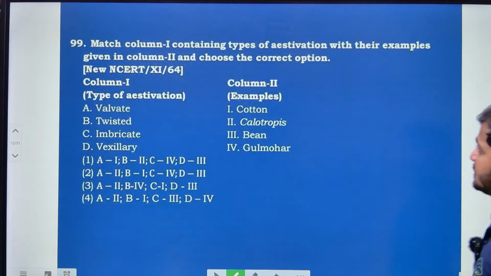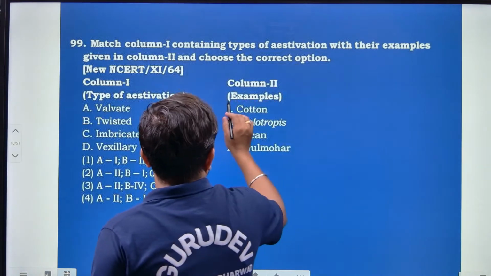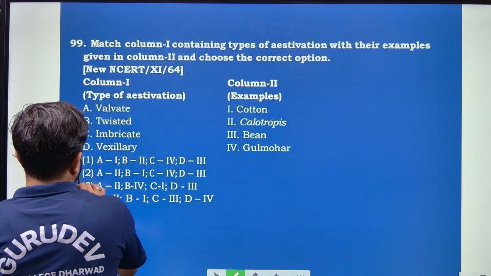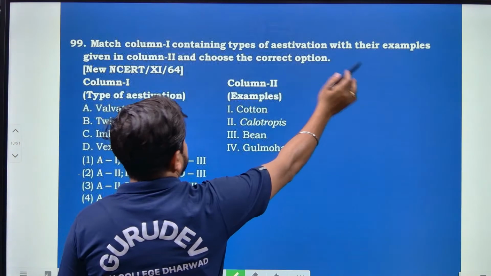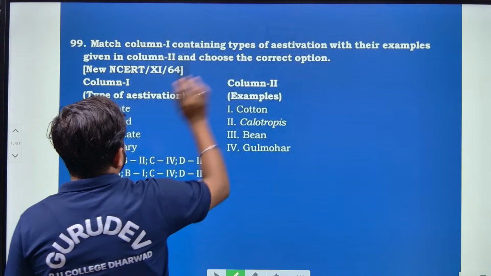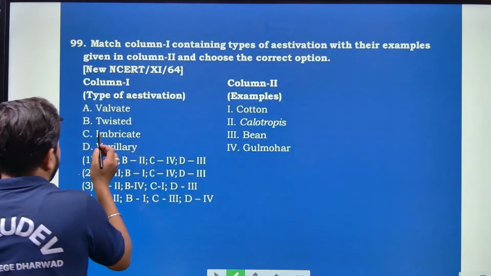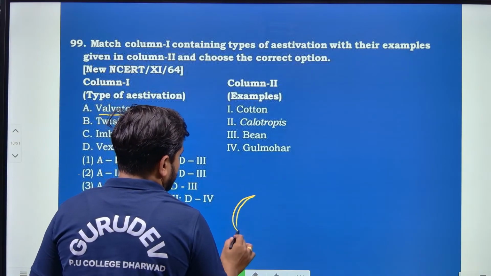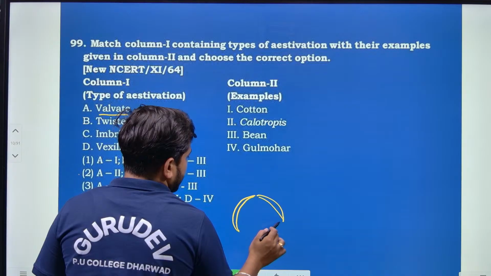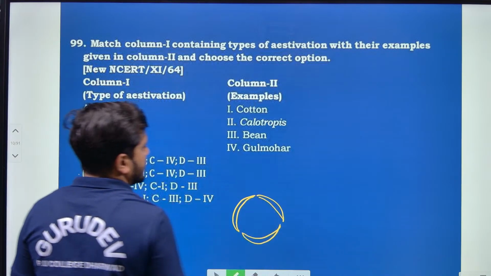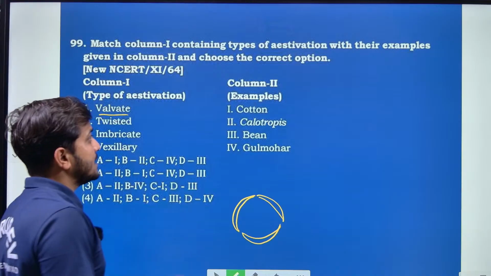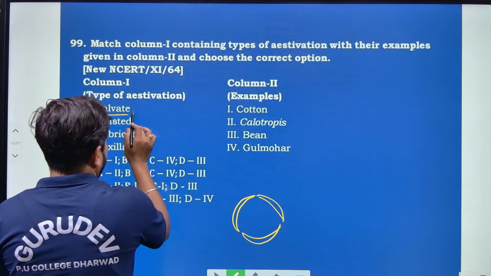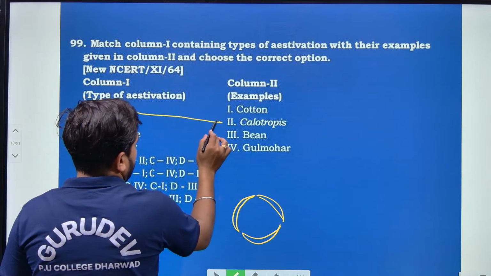Then next question: match column 1, containing a type of estivation, with their examples given in column 2 and choose the correct option. So here they have told velvet type of estivation. So velvet type estivation is nothing but the arrangement of sepals and petals in the floral whorl itself, which is called estivation. So first one they are saying is velvet, and velvet can be seen in Calotropis, right?